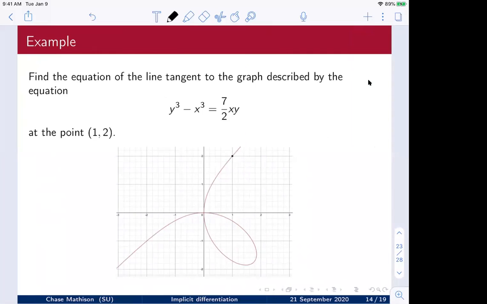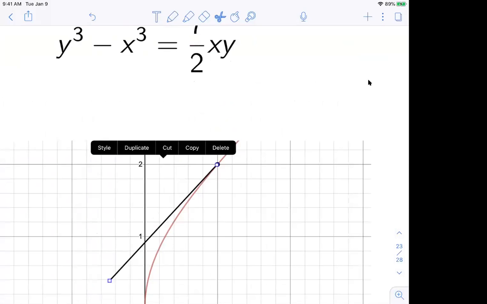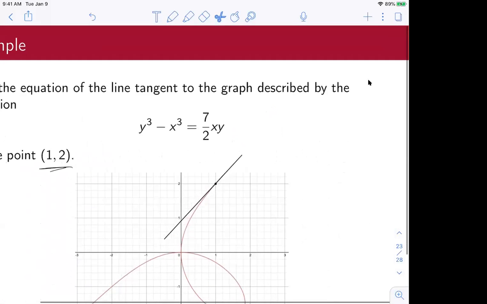All right, so, an example: find the equation of the tangent line to the graph described by the equation y cubed minus x cubed equals 7/2 times x times y at the point (1, 2). Okay. So I'm finding the slope. I have it drawn here. The slope of that line-ish right there. That's pretty good right there. Okay, so I'm finding that tangent line.